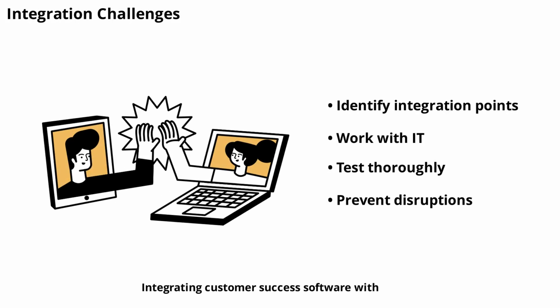Integrating customer success software with your existing systems can be complex. Identify integration points early and work closely with IT and vendors to ensure smooth data flow. Testing integrations thoroughly before go-live helps prevent disruptions and data inconsistencies.